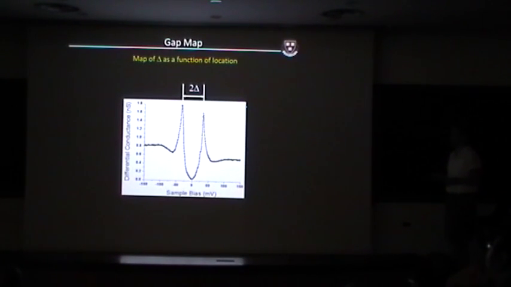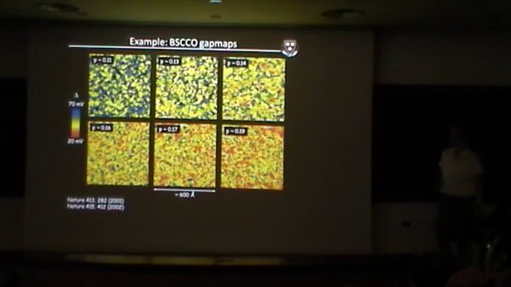And so I don't necessarily trust them any more than the simple extraction of the gap from the distance between the coherence peaks. So here's some examples of gap maps on cuprates, where you can see as a function of doping, the gap is evolving gradually but maintains this spatial inhomogeneity throughout the doping range, passing through optimal doping here.